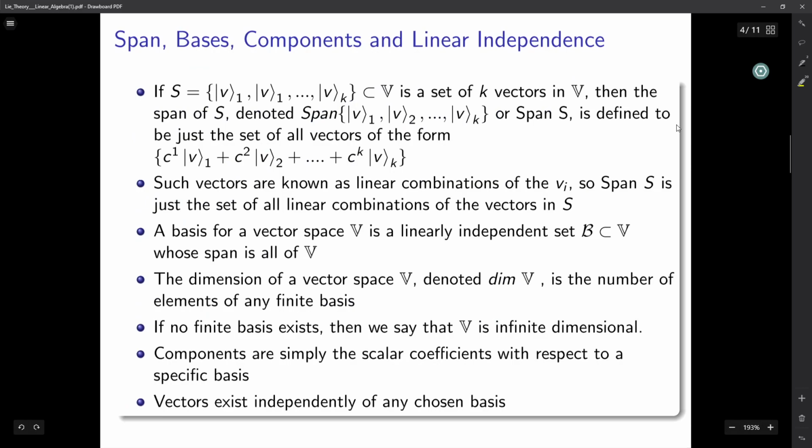The concepts that I'm going to build on top of this are span, basis, components, and linear independence. These are probably words you've heard somewhere. So I'm just going to clarify what they mean, or put it into words.